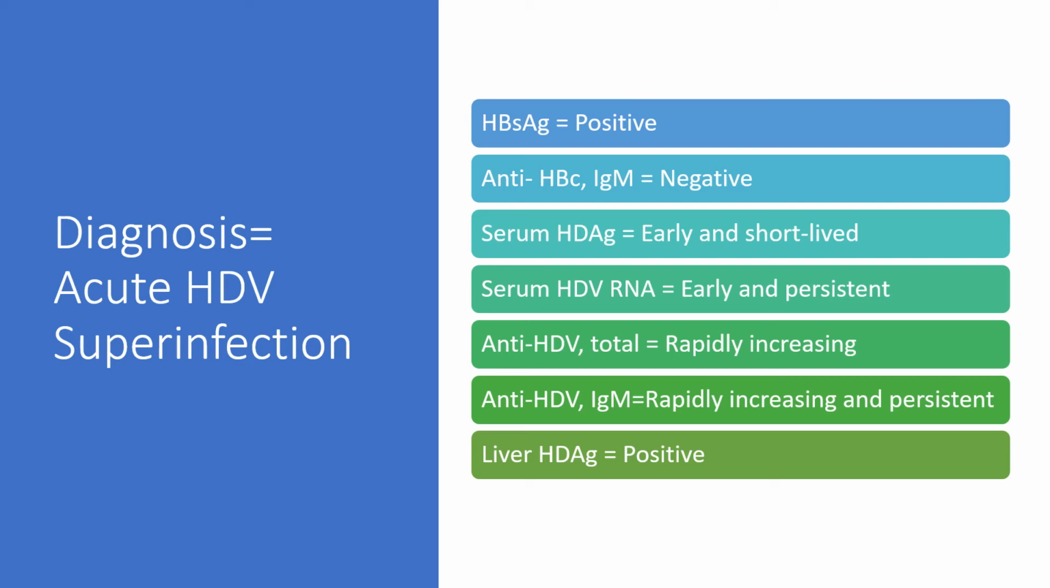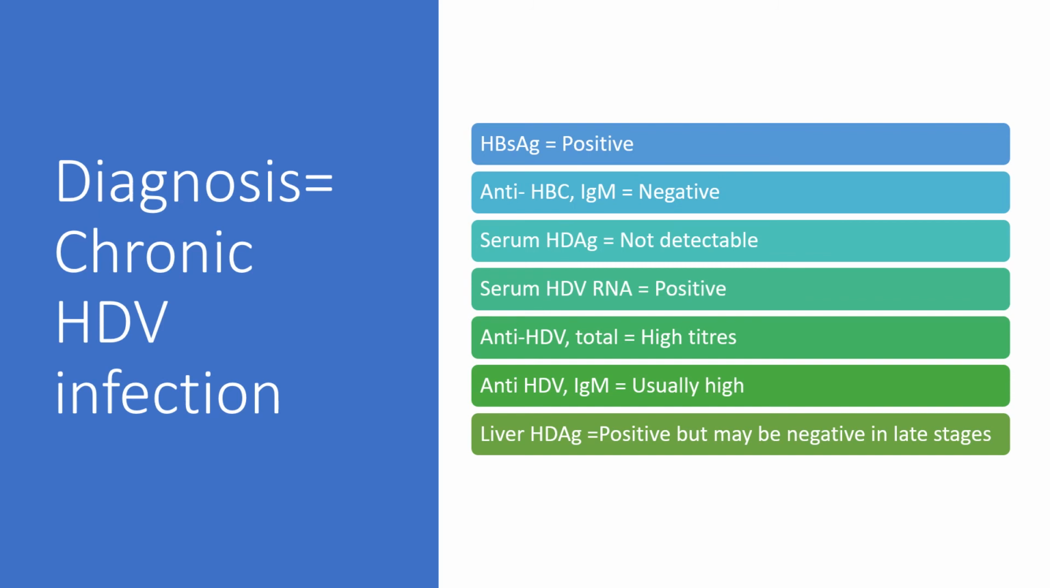In acute hepatitis D virus superinfection, we are going to pick hepatitis B surface antigen that will be positive, antibodies to hepatitis B core antigen and IgM will be negative. Serum hepatitis D antigen will be early and short-lived. Serum hepatitis D virus RNA will be early and could be persistent. Antibodies to hepatitis D virus total will be rapidly increasing. And antibodies to hepatitis D virus IgM will be rapidly increasing and could be persistent. Liver hepatitis D antigen will be positive here.